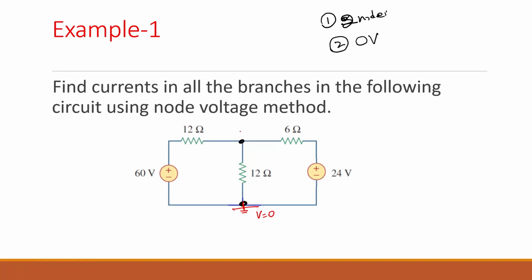And I assign a V1 voltage, or a V voltage, to the other node. So we assign voltages. When we are assigning voltages, we need to give 0 volt to one node, and you can give V1, V2, V3 like that for the other nodes. Third one is you assign currents.